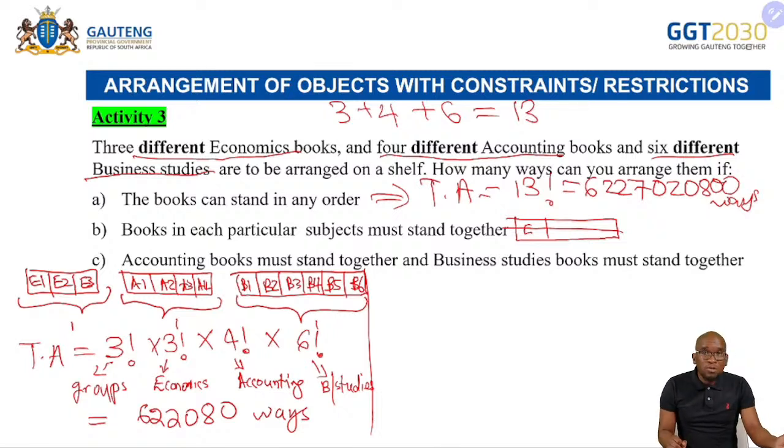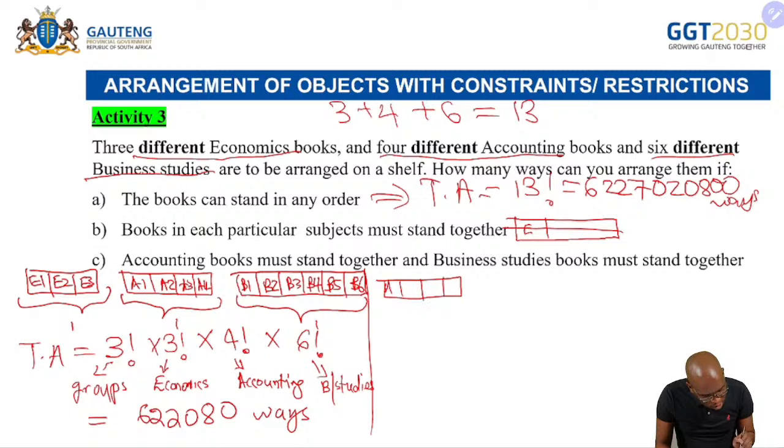Now, if you move on to the last question, it says accounting books must stand together and business studies books must stand together. So we are only limiting our constraints to accounting as well as business studies. So we're going to group the accounting books. They are 4: A1, A2, A3, A4. This was B. Now we are working with C.